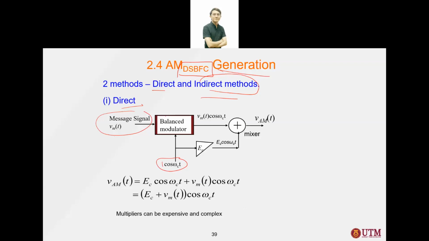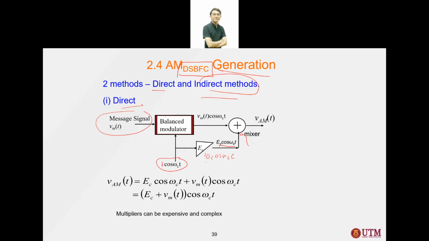And then what happens after that? The carrier is 1, then it will be multiplied by Ec to the value that we want. Let's say Ec here is 1, but after going through the amplifier, we want it to be 10 Vc. So 10 cos omega c, because it's being amplified by 10. And then from there, we have Ec cos omega c going to the mixer.